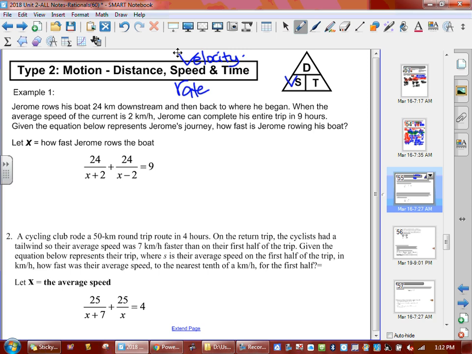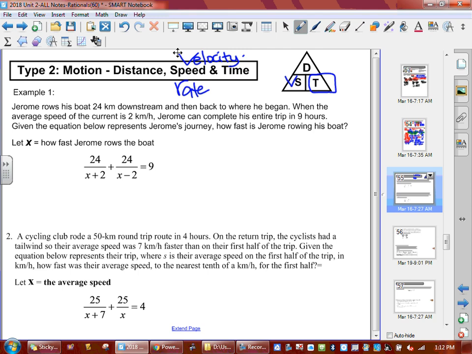So we always are going to be creating a time equation. So in order to create a time equation, we're always going to have distance on top of speed. Always, always. So what we've got here, whenever we've got an equation, we need to let x represent something.